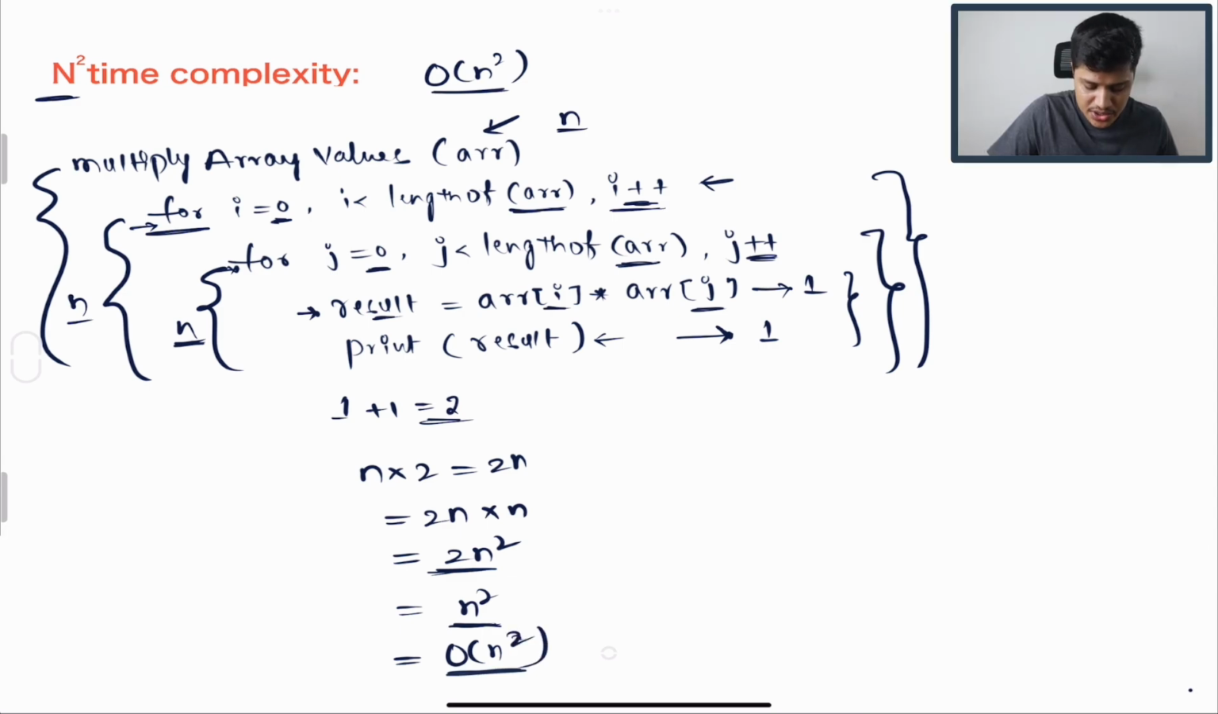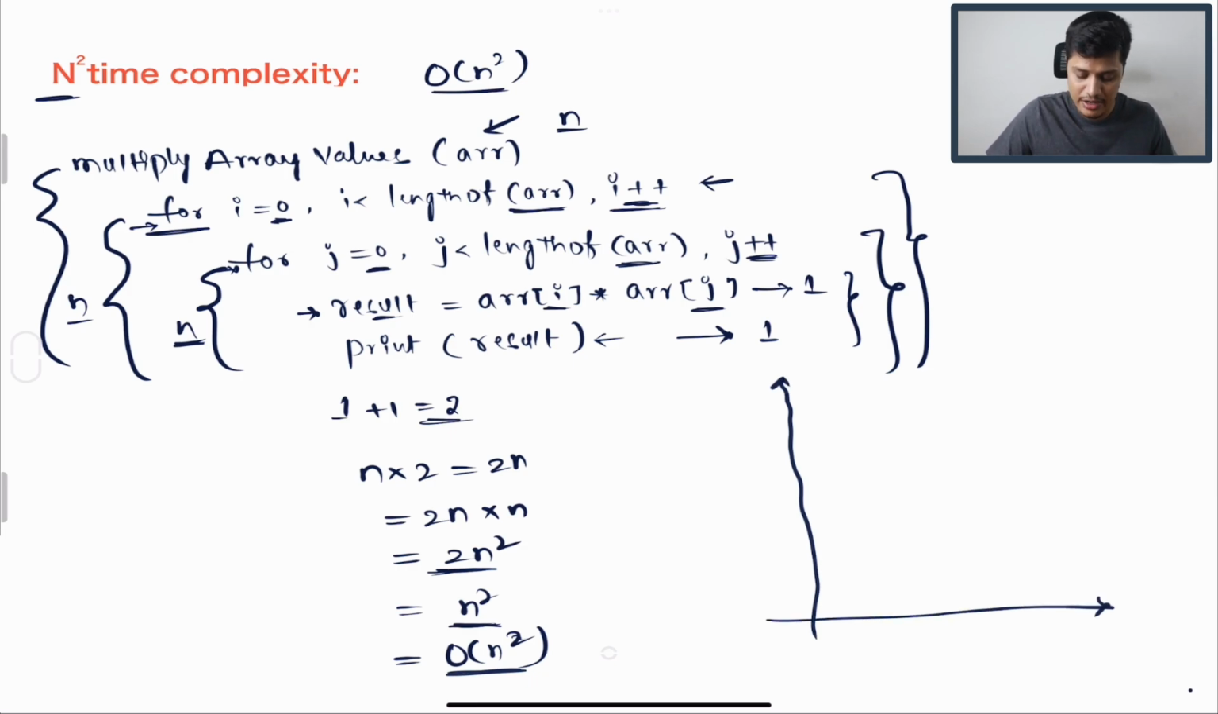Okay, now let's try to draw a graph and see how it will actually look when we plot it. On the x-axis, we will take the size of the input array, and on the y-axis, we will take the amount of time taken. Now let's see what the possible values are. Here n is the size of the array, and the time complexity is n square. If the array has a size of 0, 0 square will be 0 only. So array size is 0 and the time taken for that will also be 0.